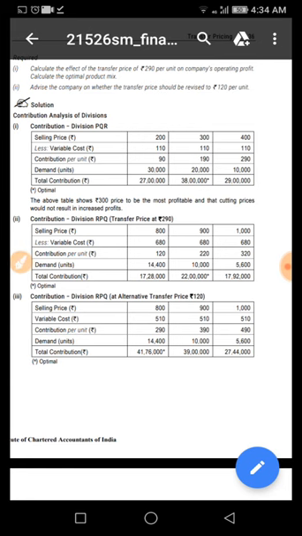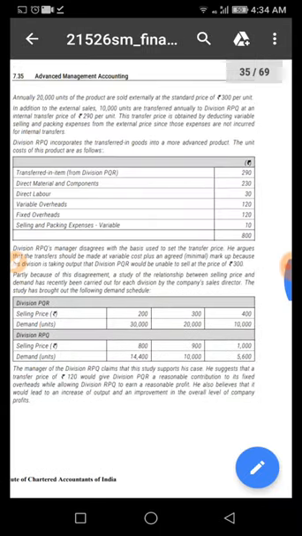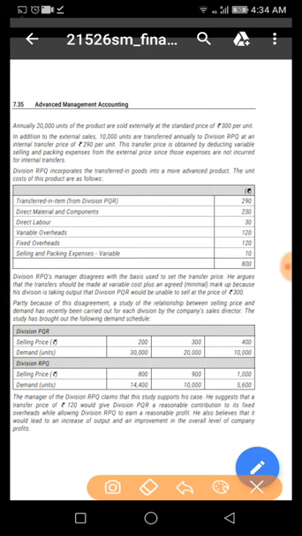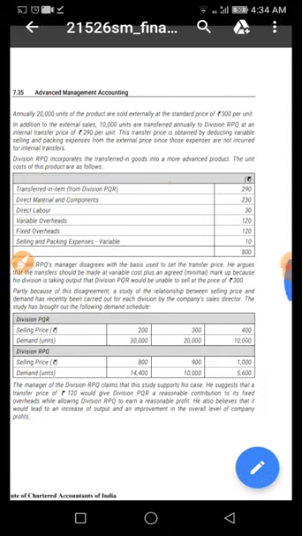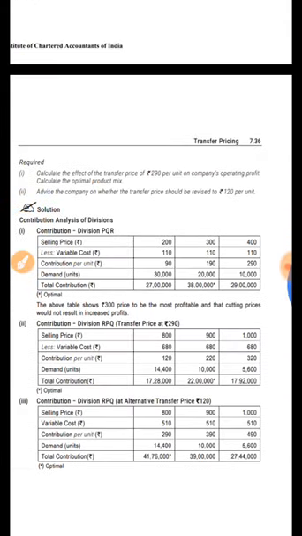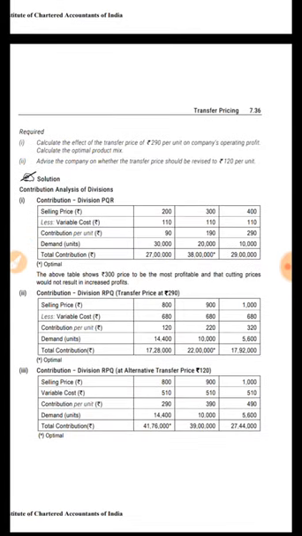Selling price is 800, 900, 1000. Variable cost 510. How 510 has come? Because here this one is there, no? Transferred in an item, instead of 290 they have taken 120. That much only is the difference here. Okay, if you remove 290, instead of 290 if you take 120, variable cost is 510.